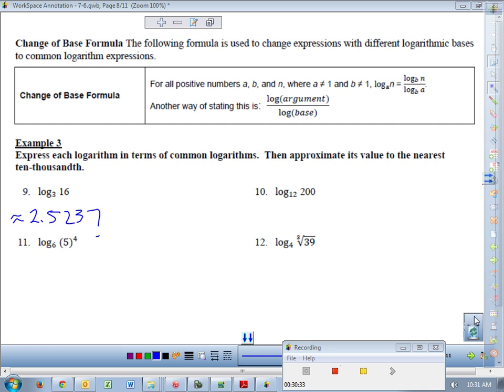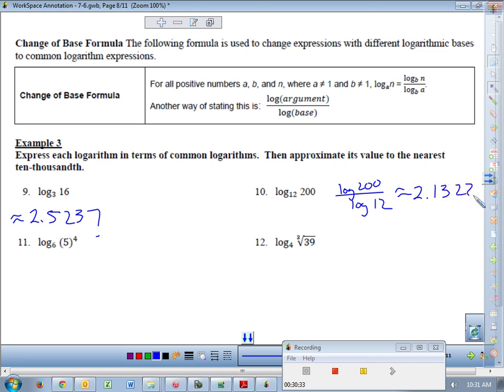Try this bad boy. Log base 200 divided by log base 12. I keep saying base. It's not base. Log of 200 divided by log of 12. Sorry for my stupidity. About what? Sorry, and I wanted you to write this down.